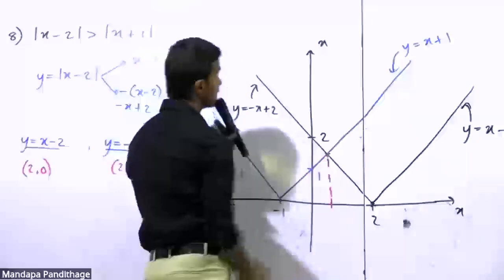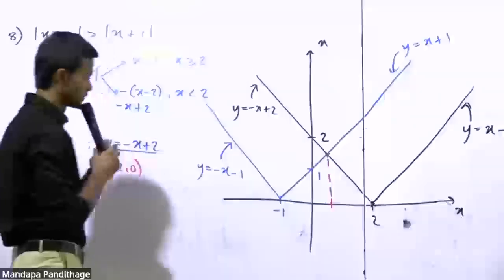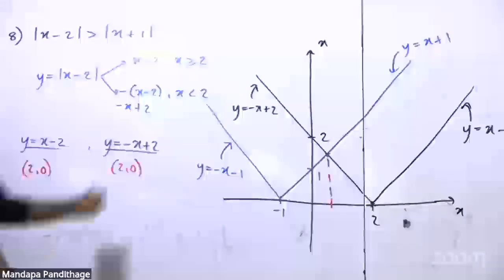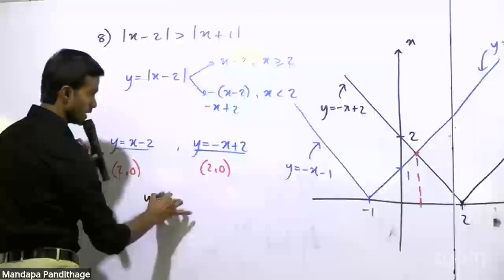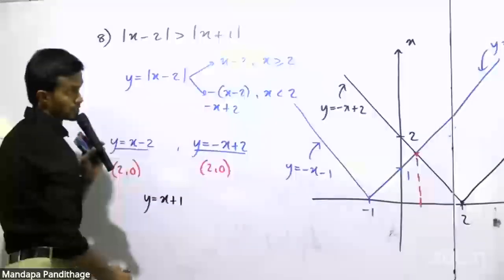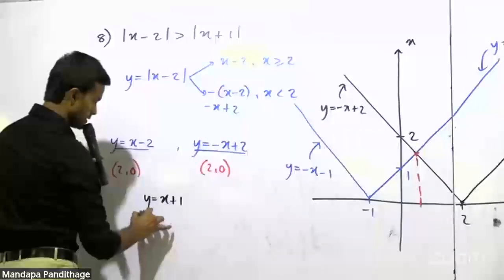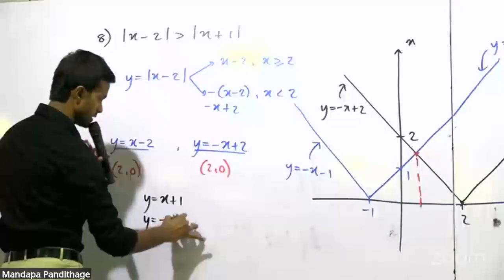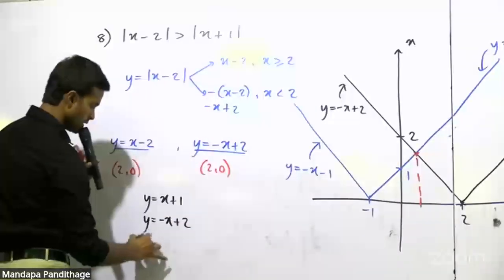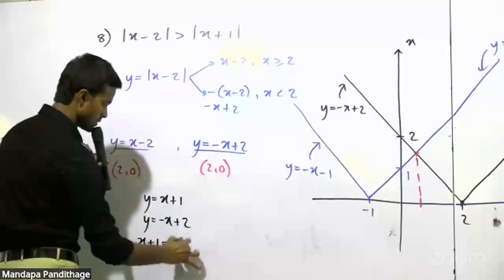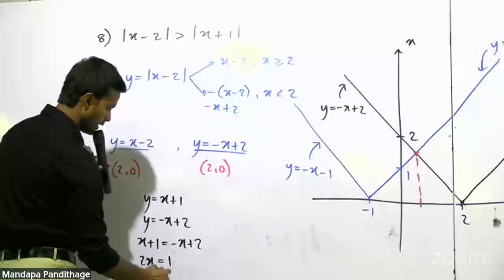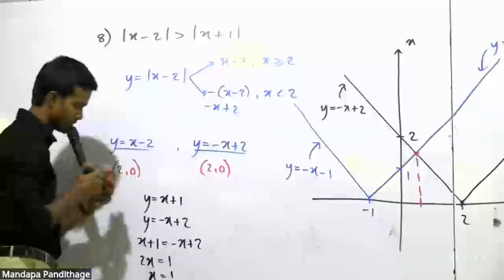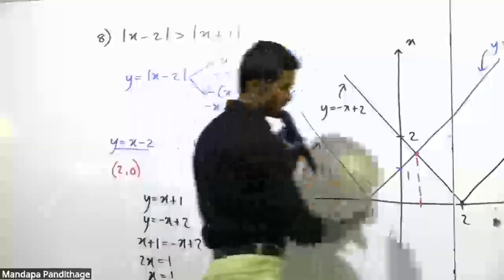Find the intersection point. What are the two straight lines that intersect? Take them properly. y equals x plus 1 intersects with y equals minus x plus 2. So we get x plus 1 equals minus x plus 2, which means 2x equals 1, x equals half. So your intersection point is x equals half.